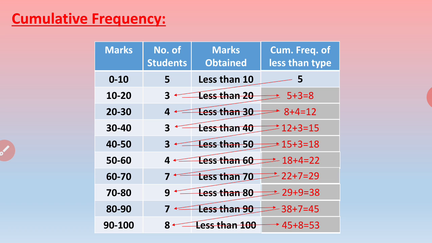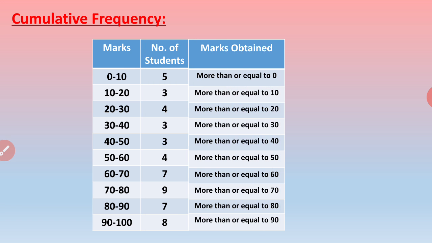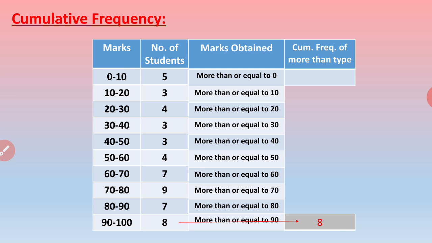The next is cumulative frequency of more than type. Here the first two columns will remain as they are. The next is more than or equal to 0. So 0 to 10 means it is more than or equal to 0. The next row, that is 10 to 20, means it is more than or equal to 10, etc. Now we are supposed to find out the cumulative frequency of more than type. Here we start from the bottom. The bottommost number is written as it is. So 8 is noted down as it is.